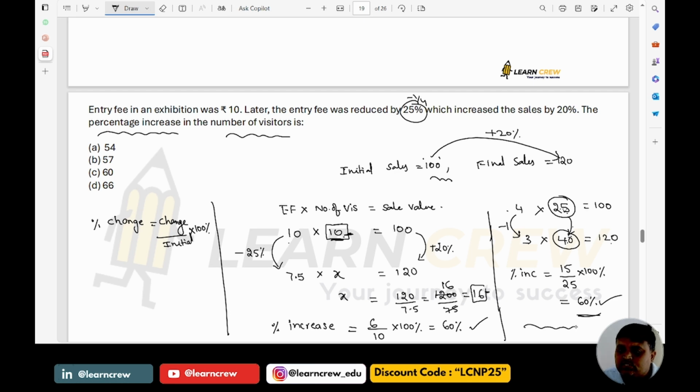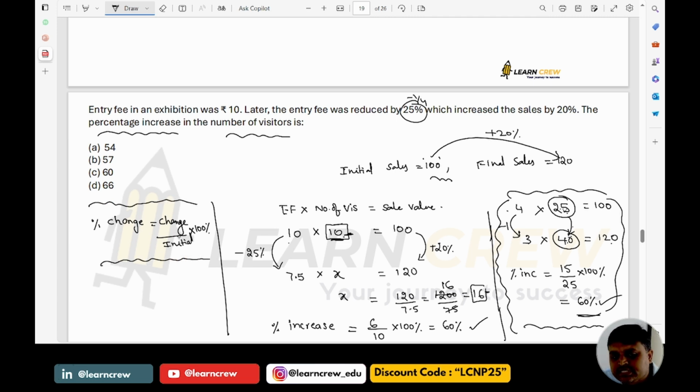So like that, logically you have to do mind calculations and answer. This is the shortcut, and this is the procedure. The concept here is the concept of percentage change: change by initial value into 100. Change can be increase or decrease. If it is increase, it is percentage increase. If it is decrease, percentage decrease. Okay, right.